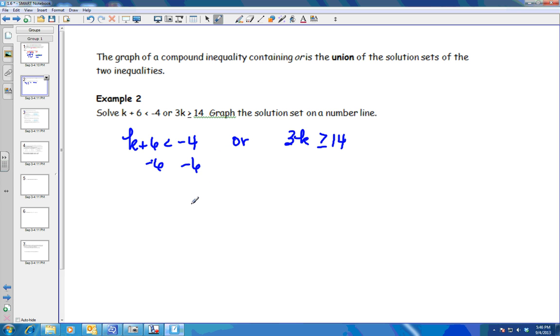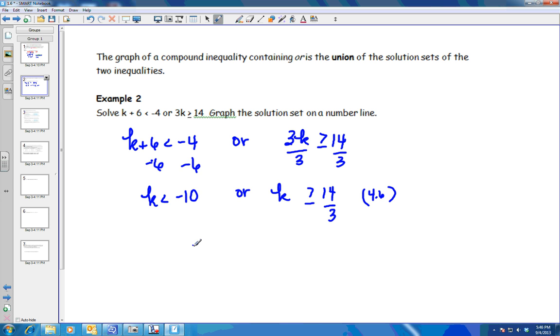Subtract 6. So k is less than negative 10, or divide by 3, k is greater than or equal to 14 divided by 3. And if you're wondering what 14 divided by 3 is, that's like 4 and 2/3. Okay, so 4.6. I'm going to write that in so you can kind of tell where it goes in the number line.